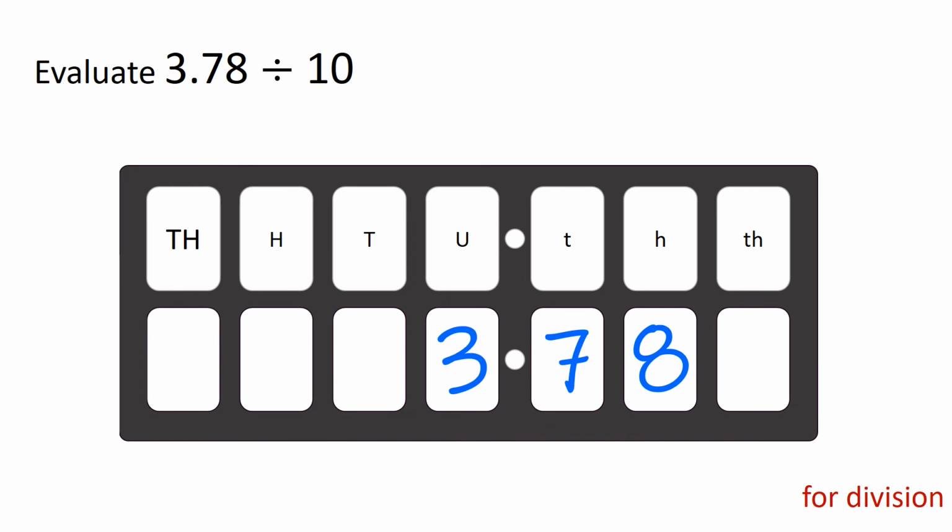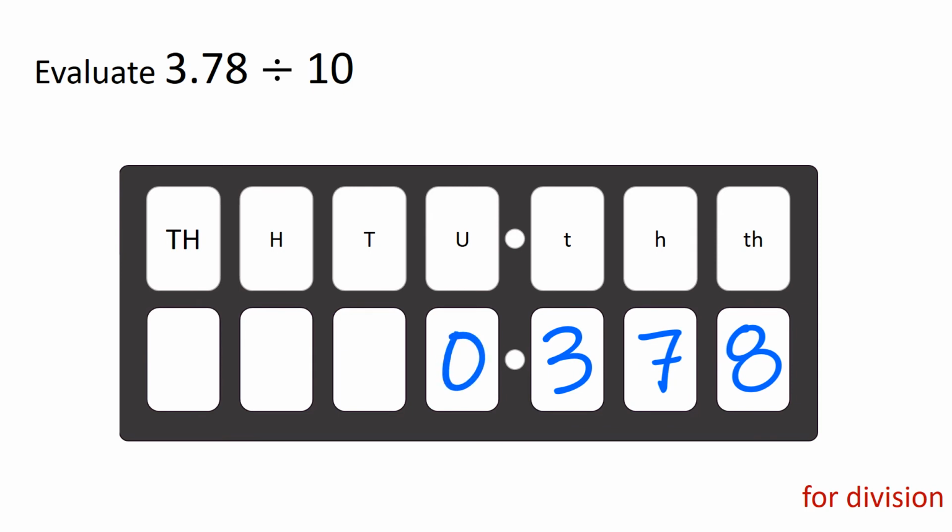3.78 divided by 10 would give us this. But again, we're coming back to the fact that there always needs to be something in the units position, so we need to put a 0 into that position. We couldn't just write the answer as .378. The 0 would need to be there.